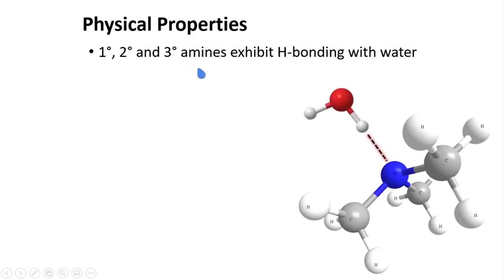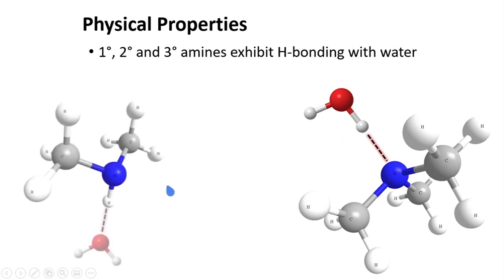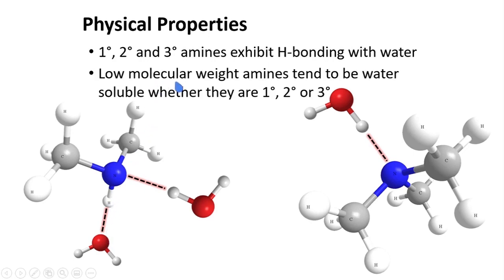Primary, secondary, and tertiary amines exhibit hydrogen bonding with water, as the nitrogen in amine can interact with the hydrogen of water. Also, the hydrogen attached to the nitrogen can interact with oxygen in water to form hydrogen bonds as well. Thus, low molecular weight amines tend to be water-soluble, whether they are primary, secondary, or tertiary. However, large molecules containing amines are often insoluble in water.